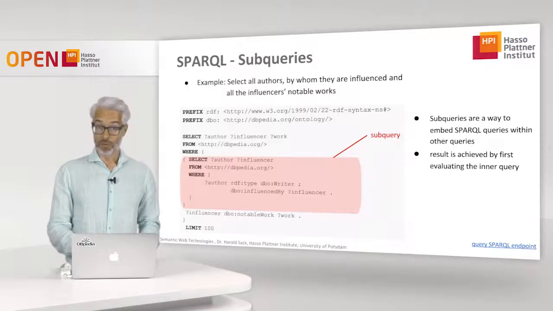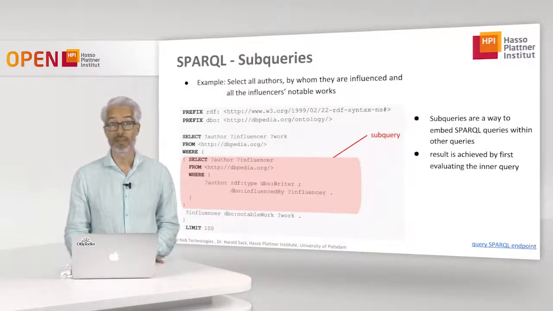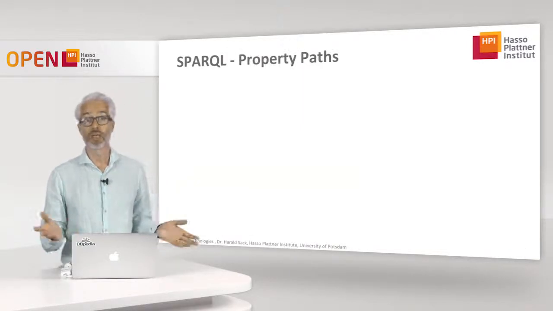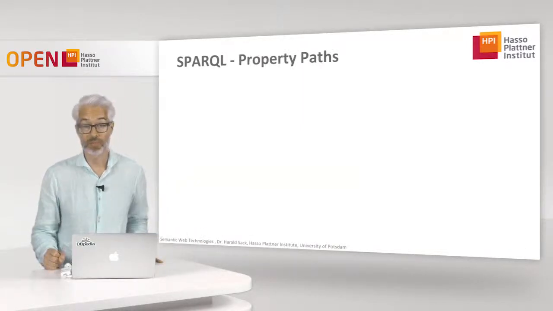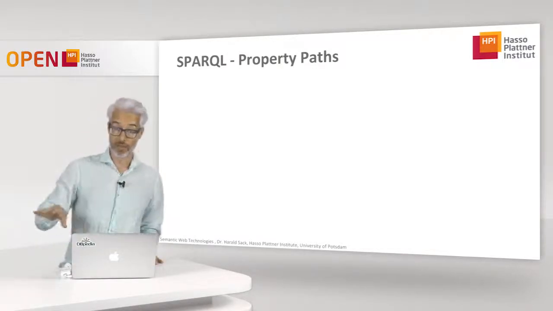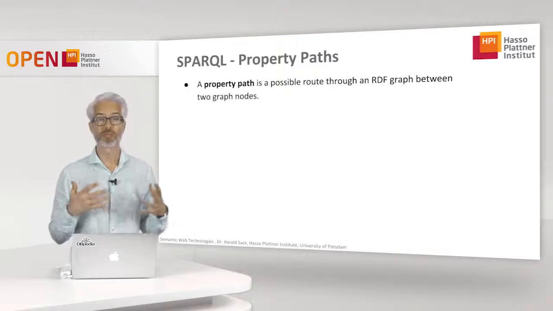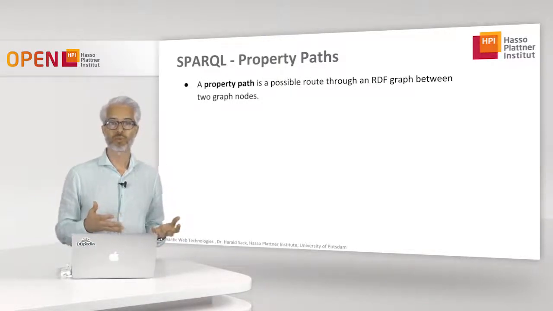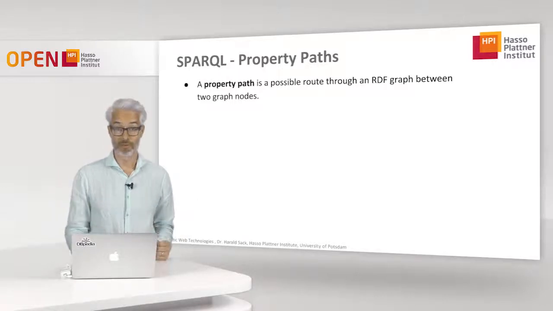So what is new and different from relational databases are SPARQL's so-called property paths. So what are property paths? Property paths are a new means to define ways through a SPARQL graph. Usually a property path is a possible route through an RDF graph between two given graph nodes.